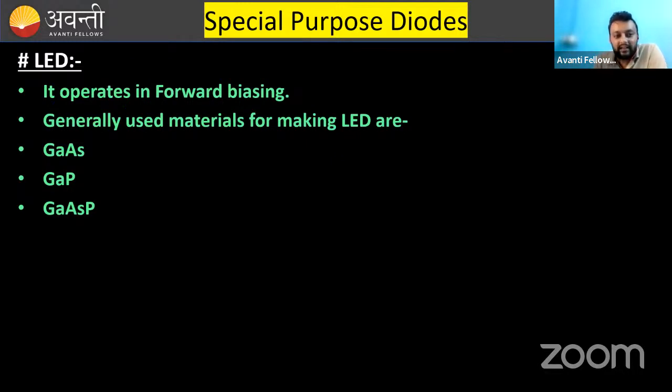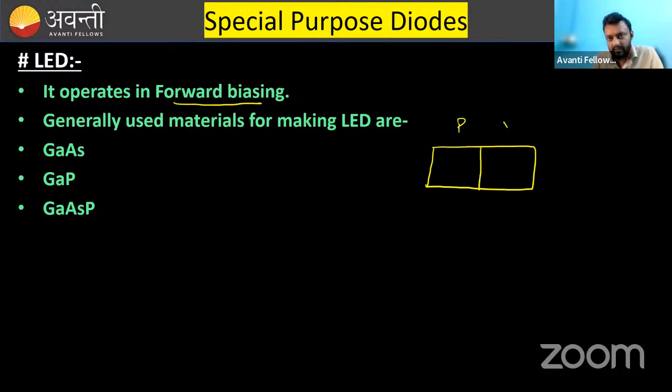LED, one thing to be remembered, it operates in forward biasing. Now, let me explain you a few things here. Give me a 1 or 2 minutes time so that I can explain things here. This is a P, this is a N region. In this region, holes are there. In this region, electrons are there. I think this point is clear.